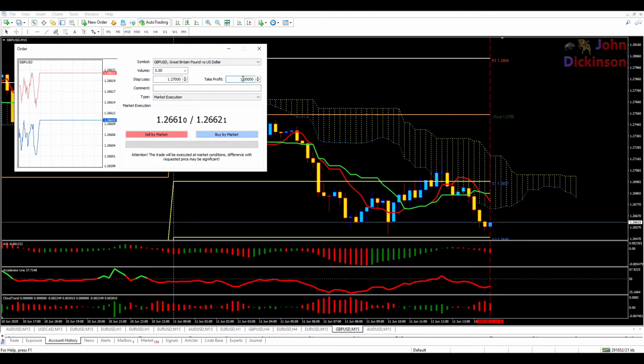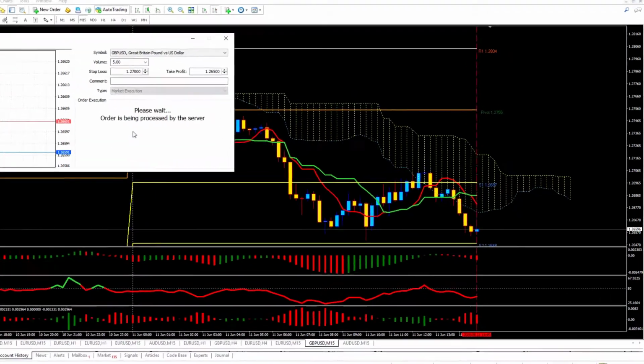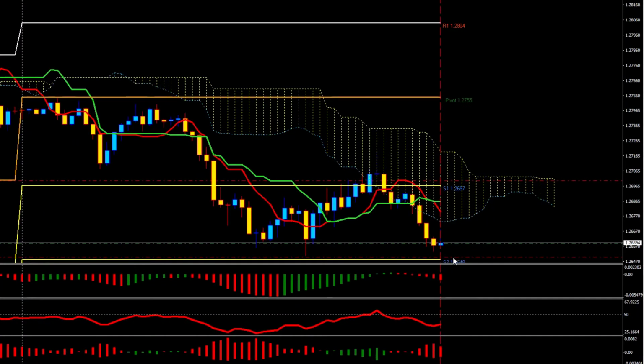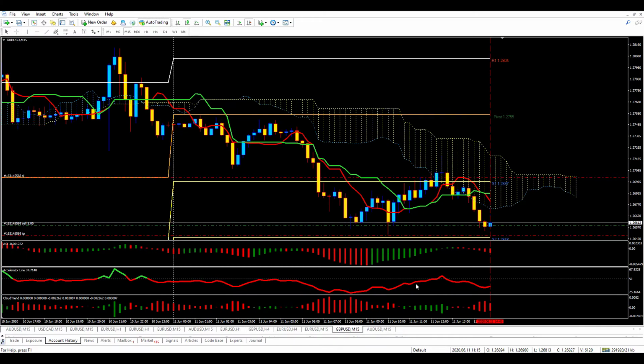So let me set that. And we're going to enter a sell trade. On the chart we can see my stop loss and my take profit target levels. I'm just looking to have a quick trade on this one. So let's see how this goes. I'll be back soon on this pound USD 15-minute chart.